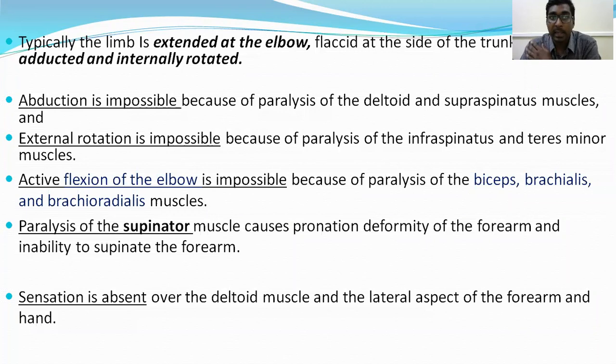So the arm will be internally rotated because of the unopposed action of the subscapularis muscle. And active flexion of the elbow is impossible because of paralysis of the biceps, brachialis, and brachioradialis muscles. Biceps and brachialis are supplied by the musculocutaneous nerve, so active flexion of the elbow is not possible. So the arm will be at the side of the body, internally rotated, and the elbow in extension.